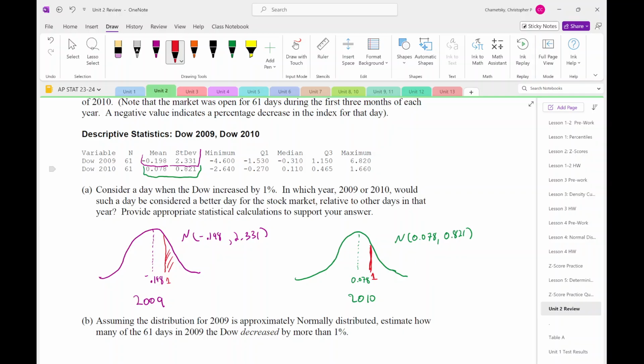So what we need to do is calculate z-scores for both of those. So for 2009, the z-score would be 1 minus the mean, so minus negative 0.198, divided by 2.331, which if we punch that into our calculator, we get a z-score of 0.5139.